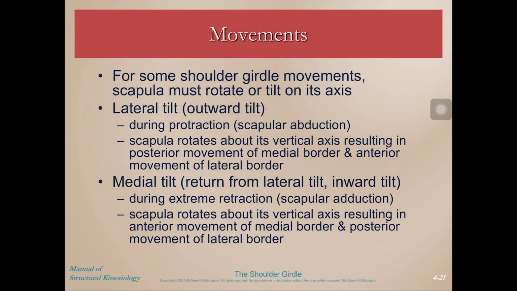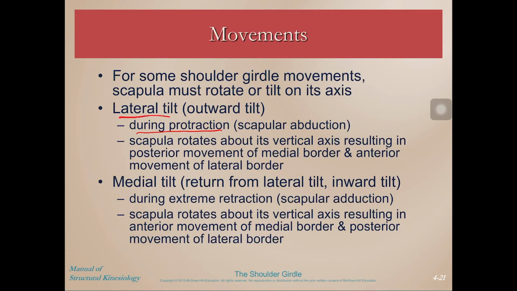Now for some movements, the scapula must actually rotate or tilt on its axis, and we haven't talked about this movement yet. We have lateral and medial tilt, or outward tilt and then return from that, which would be inward tilt. During protraction, as I've mentioned, the scapula curve around the rib cage, and in doing so, if you just consider the scapula, it's actually rotating on a vertical axis, or a superior-inferior axis. When it's moving around that axis, that's called lateral tilt. Medial tilt is returning from that into retraction. So during extreme retraction, it tilts the opposite way, medially.